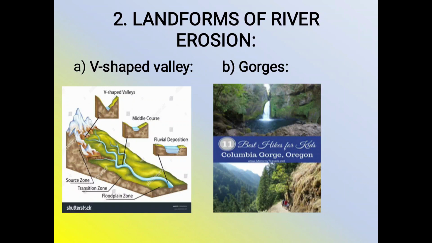Number 1, V-shaped valley. V-shaped valleys come into existence in the upper course of a river due to downward cutting. The river valley becomes deep. Along with the river, different agents of weathering like rain and frost also play an important role in river erosion.